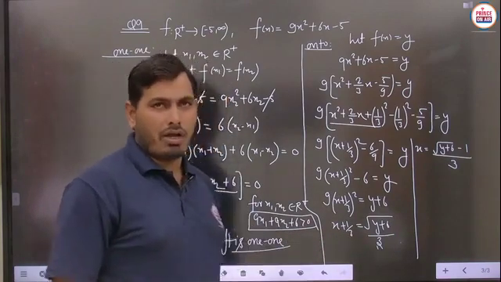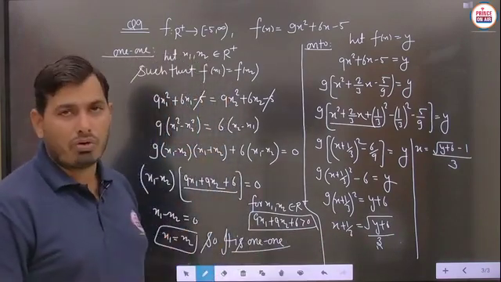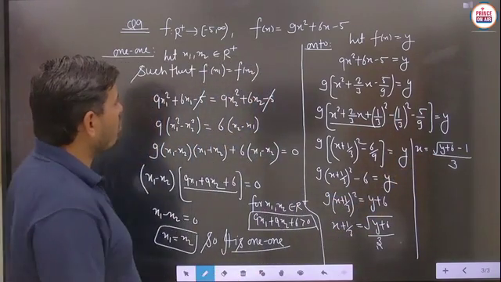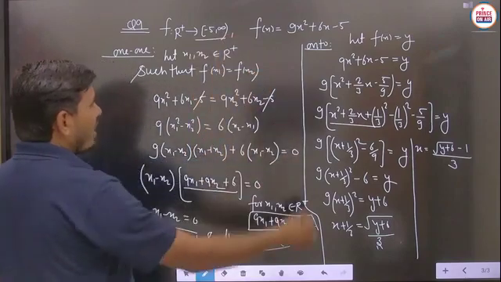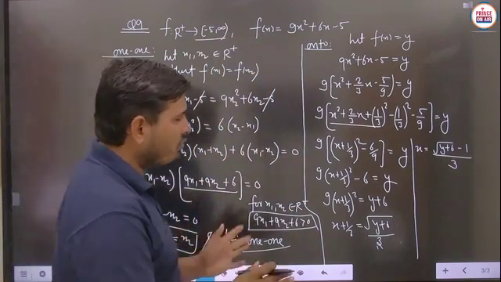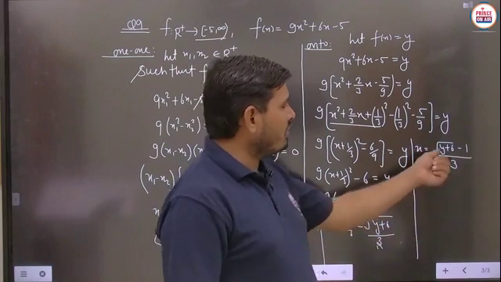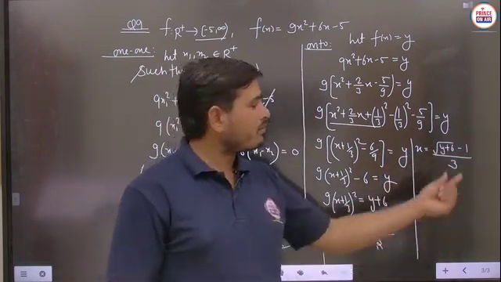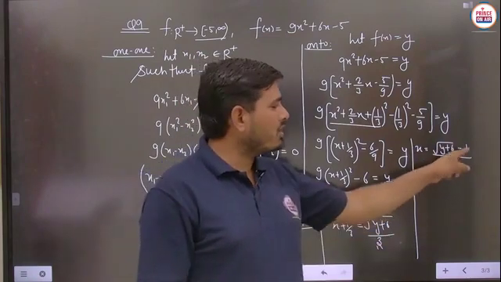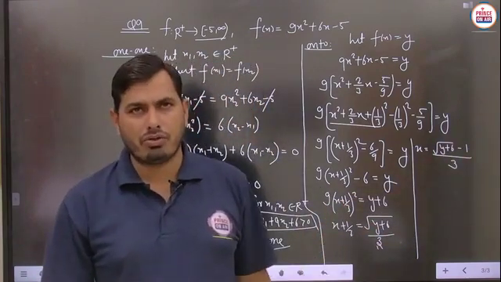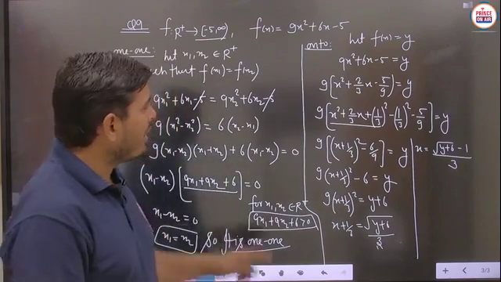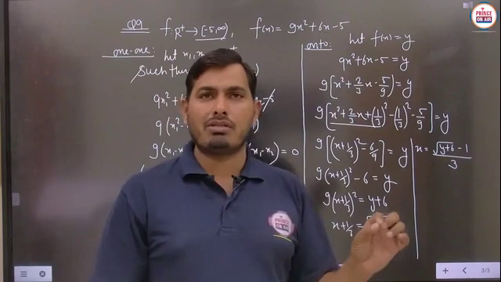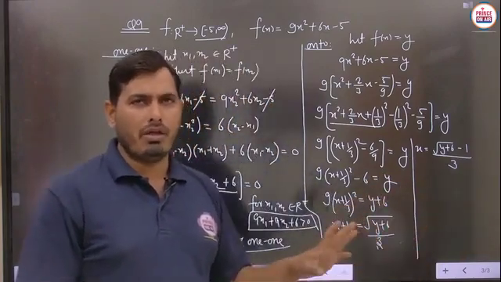Now for the function to be onto or not, what we will do, we will take the codomain, and the codomain of this function is given from minus 5 to infinity. Suppose we are using y as minus 5. So if we take y as minus 5, then minus 5 plus 6 will be 1, square root of 1 will be 1, 1 minus 1 will be 0, 0 divided by 3 will be 0. Then you will obtain the value of x as 0, and does 0 belong to this domain or not?